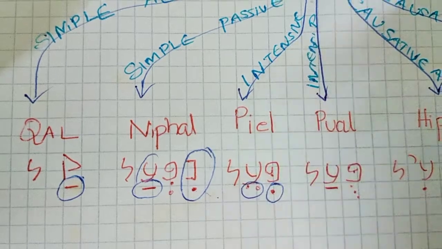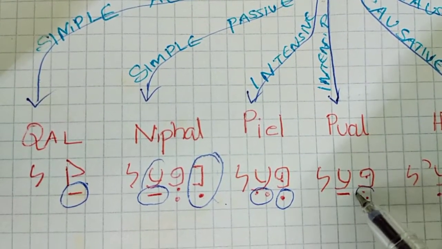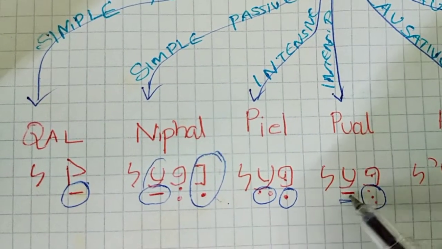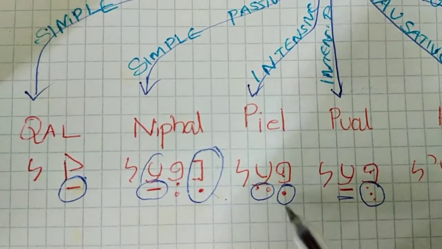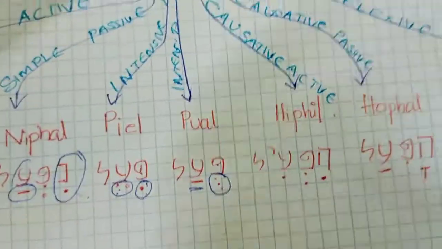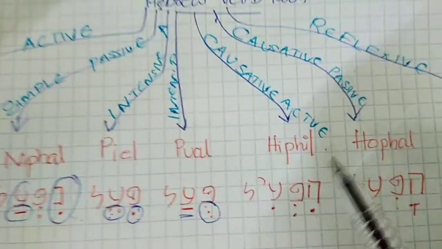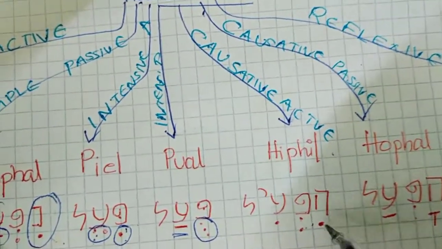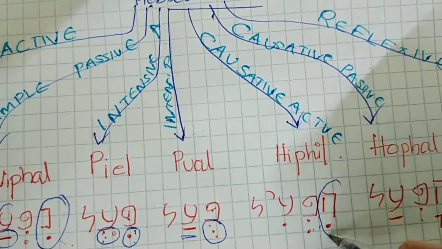Pual. So Kubus, then Pata. This is E-A, P-A, P-A, Pual. I will tell you again. Next one, Hifil. So he should be there.